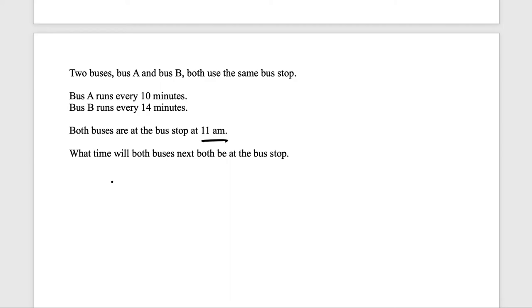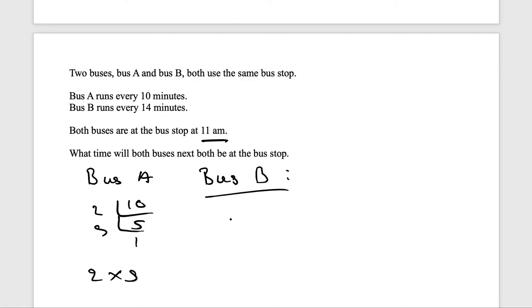So let's work out the prime factors of 10. So bus A is 10, 2, 5, 5 and 1. So it's 2 multiplied by 5. Then you have bus B, and then you have 14, which is 2, 7 and 7. So you would have 2 multiplied by 7, which is 14.